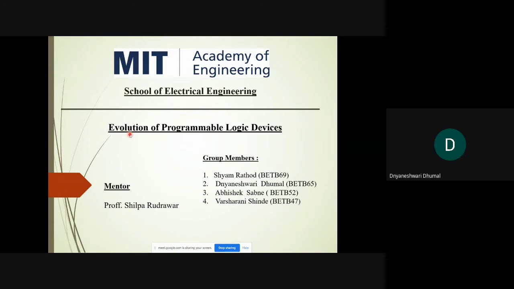Hello all of you. I'm Naneshwari Dhuma, and our topic is Evolution of Programming Logic Devices. The mentor is Shilpa ma'am, and my group members are Sham Rathod, Abhishek Sabne, and Varsharani Shinde.